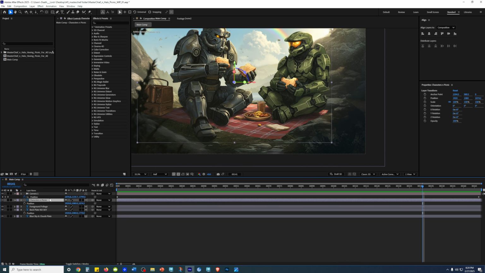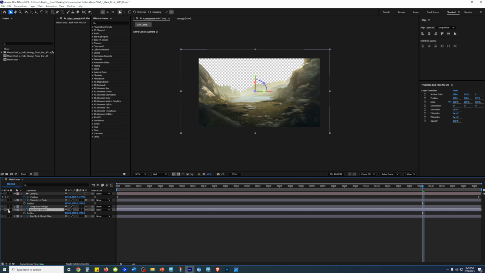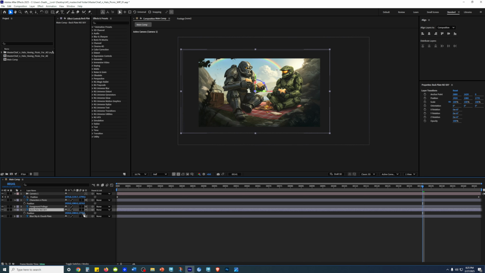Or the characters in picnic, 1920. So I'm looking at the X, Y, and Z. It says here 1074. I'm gonna just type in 1074 even, because there's some change in there. And then the backplate no sky, which is this. Notice here it says 1770. If I type in the same number, 1074, which is the same number as the going back in space for the characters in picnic, so it basically aligns it.